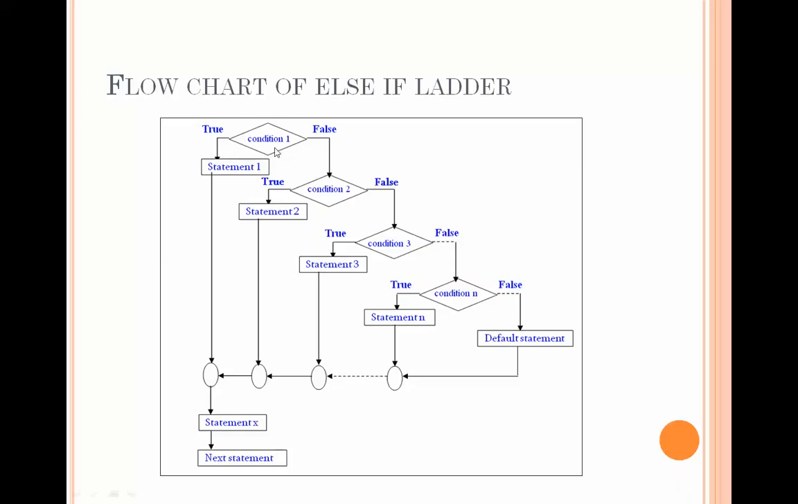If all these conditions come out false, then obviously it is going to execute the else part. In the else part we can have the default statement, which it will execute, or we can skip this default statement and it will move on. If all the conditions are false, it will skip all these and move on to the normal flow of the program.